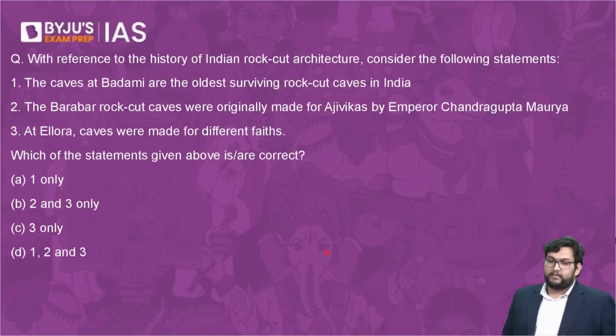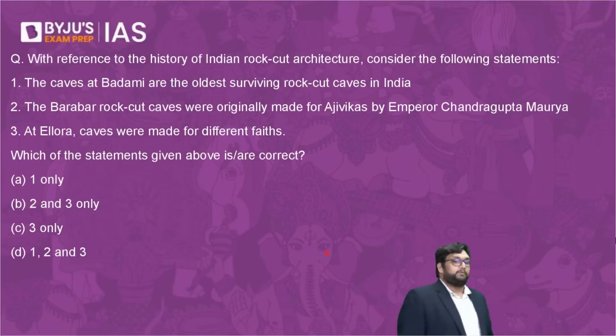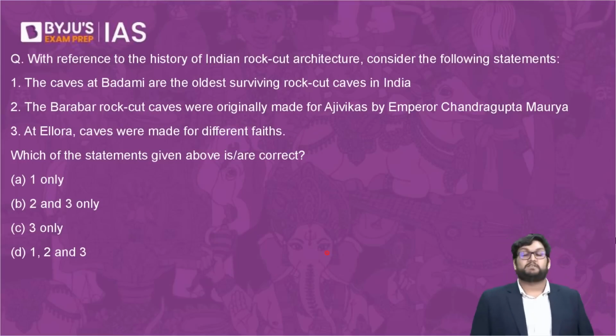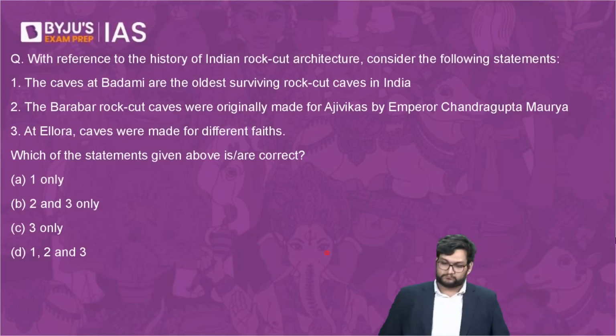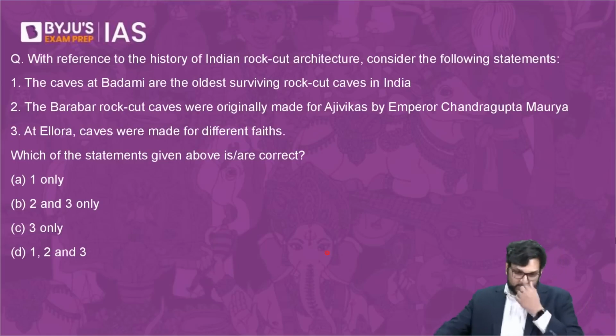Now, with reference to the history of Indian rock cut architecture, consider the following. The caves at Badami are the oldest surviving rock cut caves in India. The Barabar rock cut caves were originally made for the Ajiviks by Chandragupta Maurya. At Ellora, caves of different faiths are there. Which of the following are correct? Try to answer these type of questions, you will get 31, 15, 16. Okay.